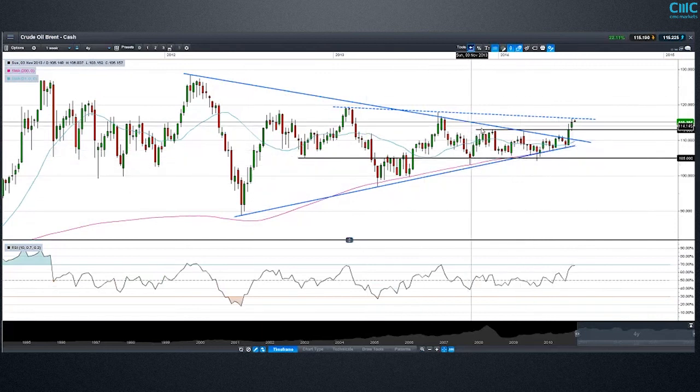Ideally, we would have broken more like over here, because this is about two-thirds of the way through. And we didn't, and we went right into the apex, which suggests probably the breakout is not going to be as large as it potentially could have been. But theoretically, we could see this whole height of this triangle projected up here to put us up to around $140, $150 even a barrel. That's not my default scenario.